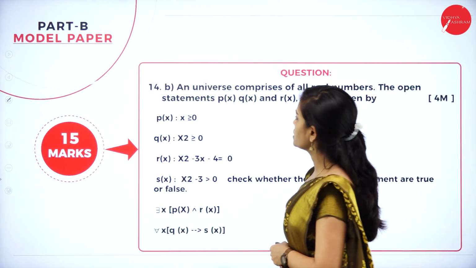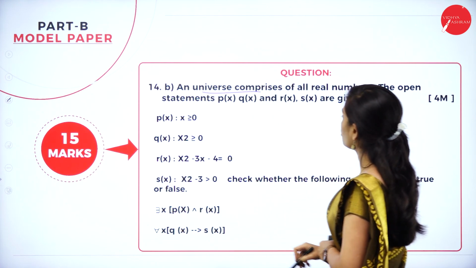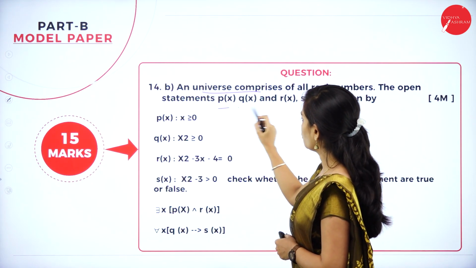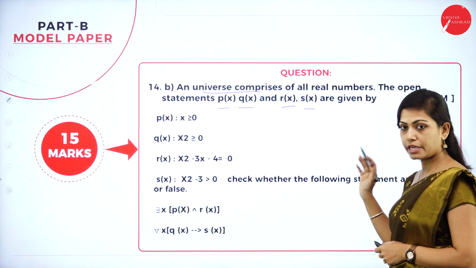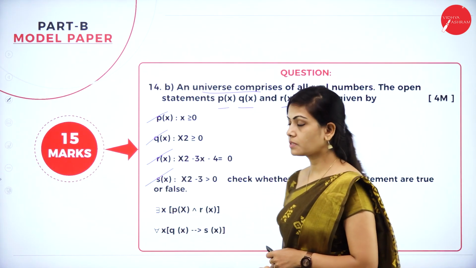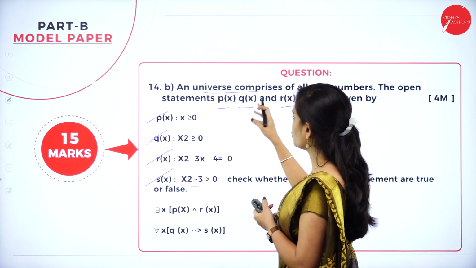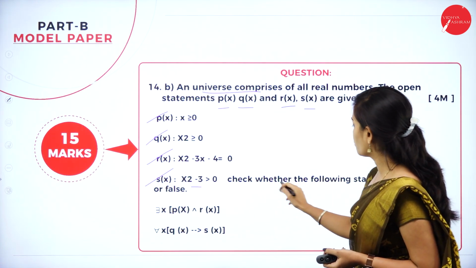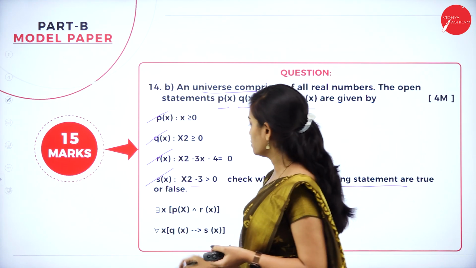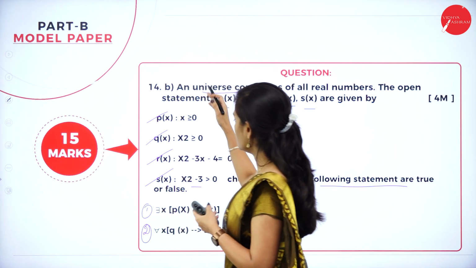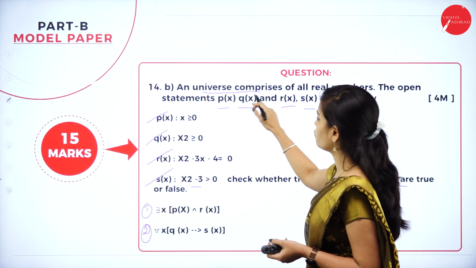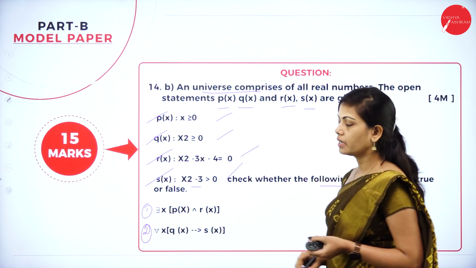Clear? And the next question is, an universe comprises of all real numbers. The open statements P of x, Q of x, R of x and S of x are given. They have given P of x, Q of x, R of x, and S of x. Check whether the following statements are true. Clear? True or false. We have to find out for this question. This is your question. We have to prove that the given statement is true or false.